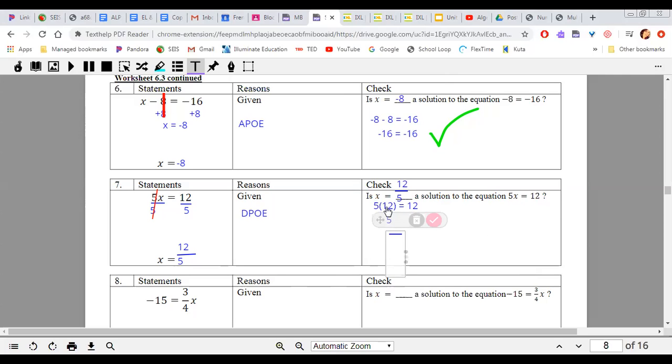Okay, so there's a 12 on top. I also see a 5 on top and the 5 on bottom. So is there something I can do?